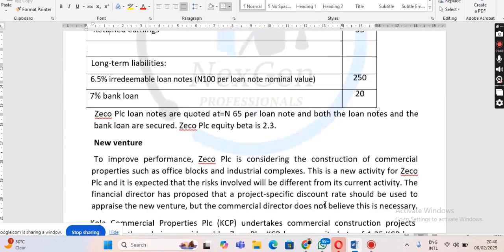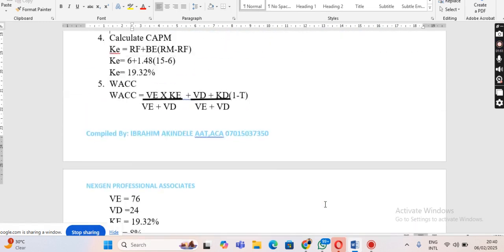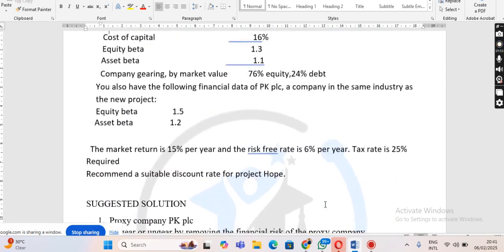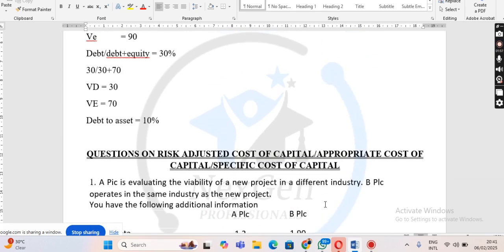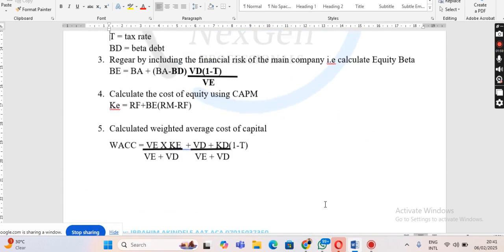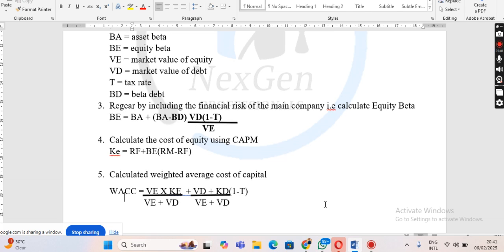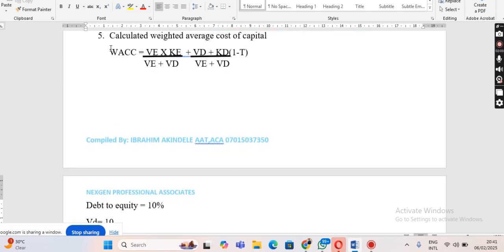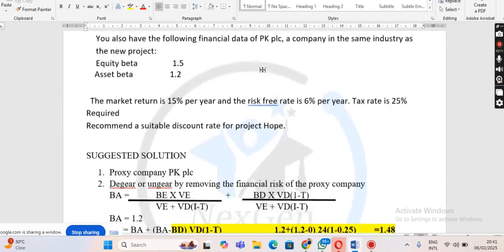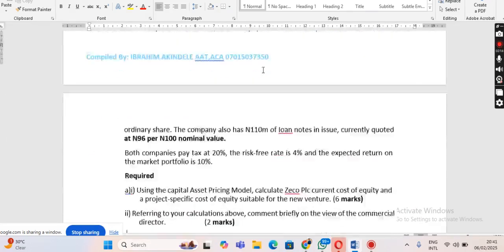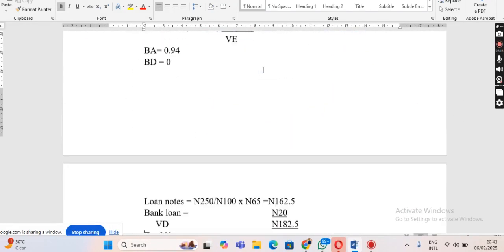Opeyemi is into production of yam or beans, for instance, or bread, and Opeyemi will now want to diversify into production of cement. Opeyemi needs to identify a similar company that is producing cement, right? So that it will take into consideration the business risk of that particular industry, right? And that is why we need to determine the weighted average cost of capital.